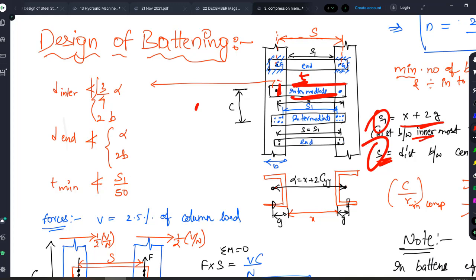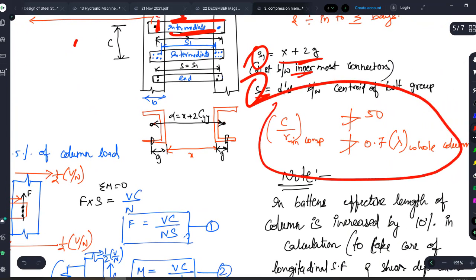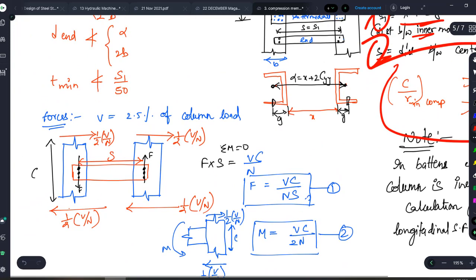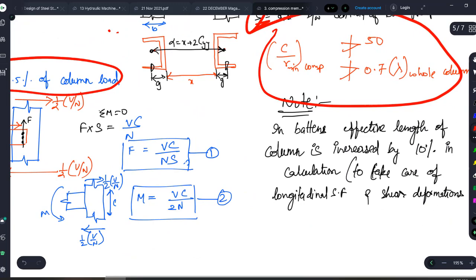So you already know this bit. I have taught you in the lacings topic that your L by r of a compression member should not be greater than 50, and it should not be greater than 0.7 lambda of the whole structure. So similar to the lacings, we are assuming 2.5% of the column load will be acting as shear force in my batten system also. Okay, no difference, right?